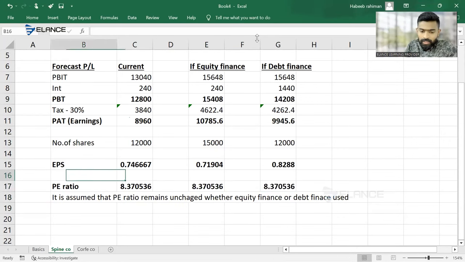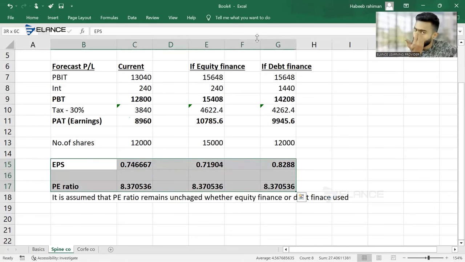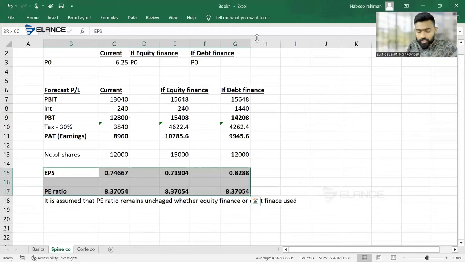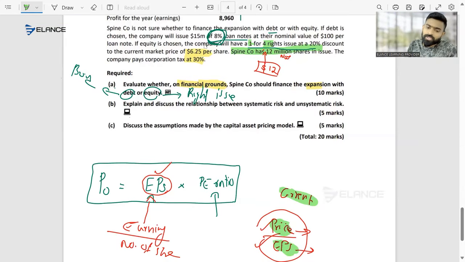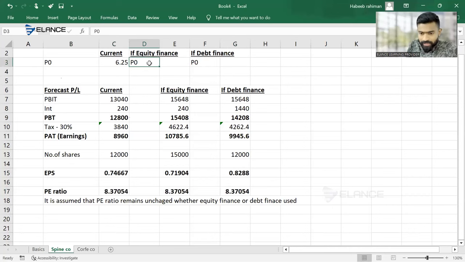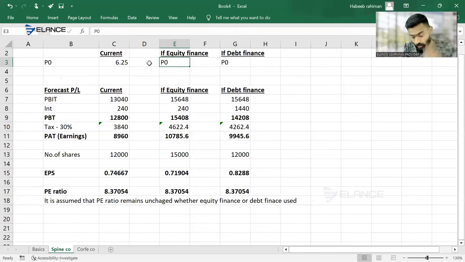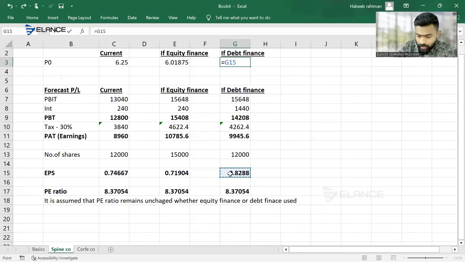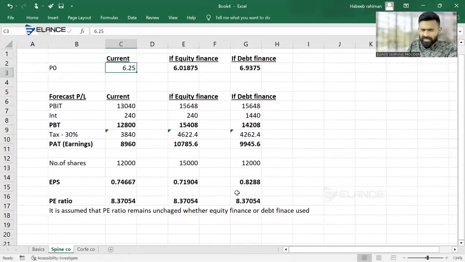Now we have EPS and PE ratio. What was the formula? Please do learn this for business valuation. Share price is equal to EPS into PE ratio. We have EPS and we have PE ratio, so share price is equal to EPS into PE ratio. Okay, so now looking at the figure, hope you are able to follow. This is worth around 9 marks.